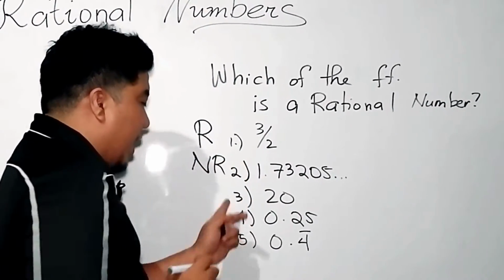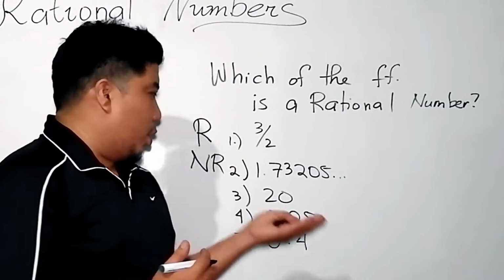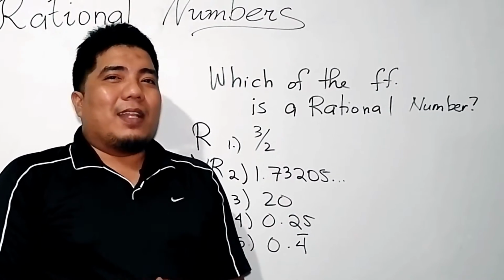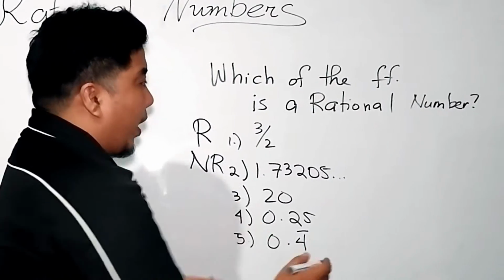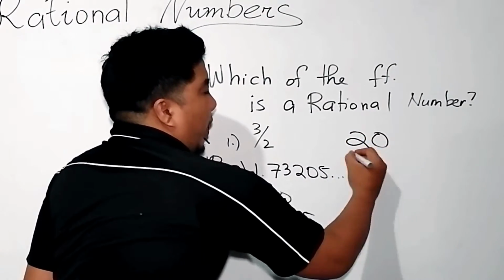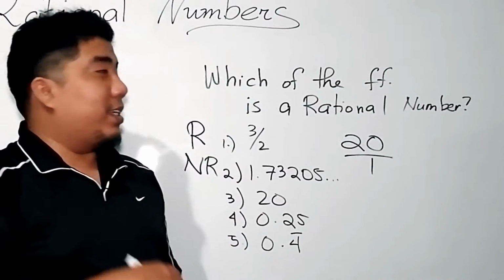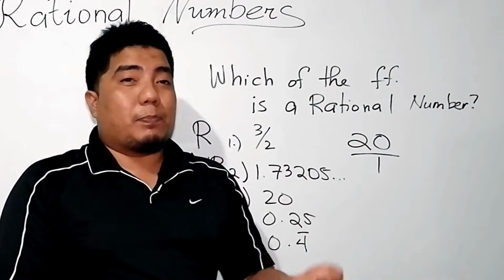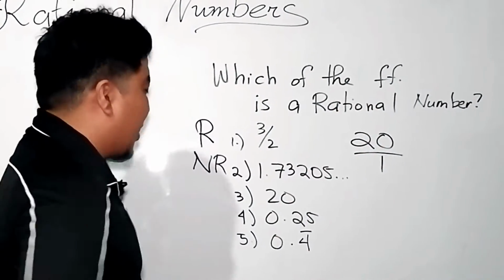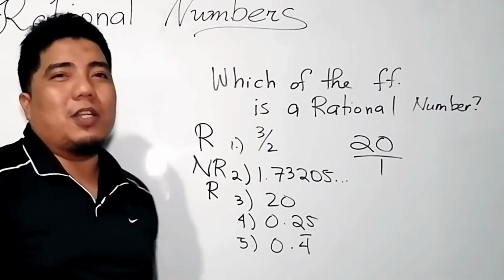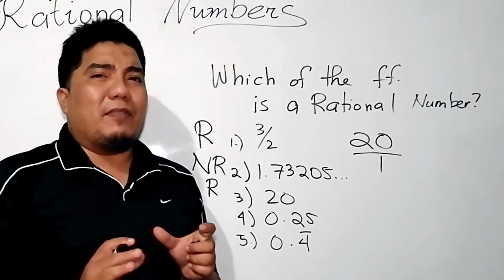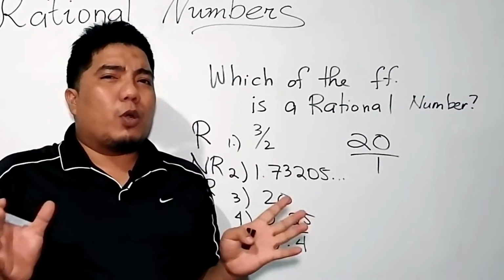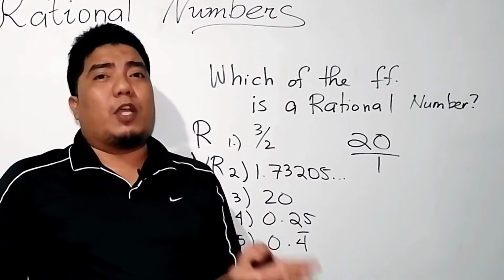Okay. Number 3, we have a whole number, 20. Remember that a whole number is under a rational number because 20 can be expressed as 20 over 1, which is just the same as two numbers expressed as a over b. So this is also a rational number. Now, we also have number 4, 0.25. Now, how can we know that 0.25 is a rational number?